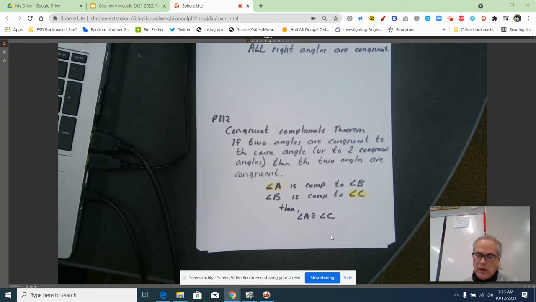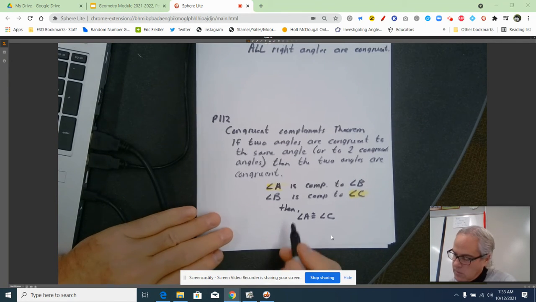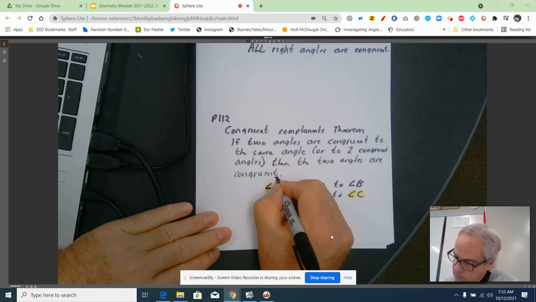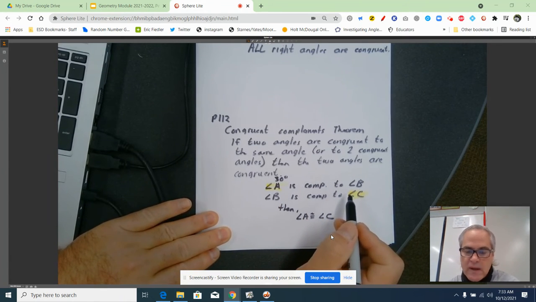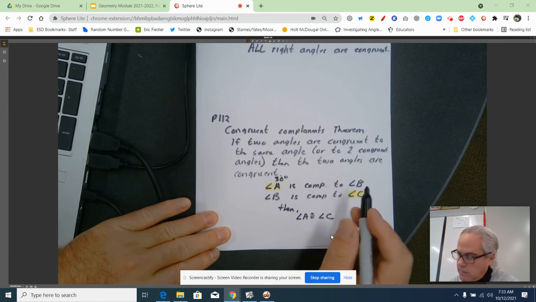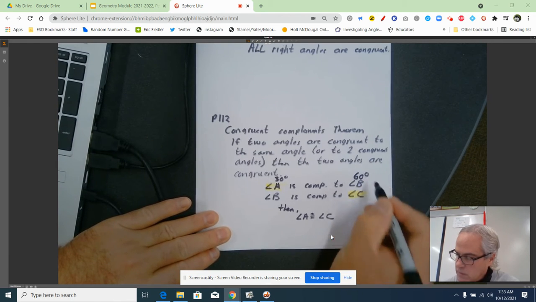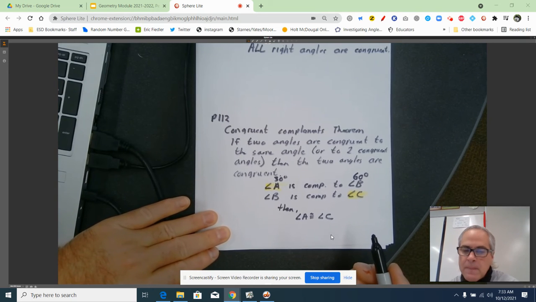And again, you might ask why. Let's say that angle A is 30 degrees. It's complementary to angle B. Complementary means two angles that add up to 90. So 90 minus 30, then angle B would have to be 60. Do a quick check. 30 plus 60 is 90, correct?